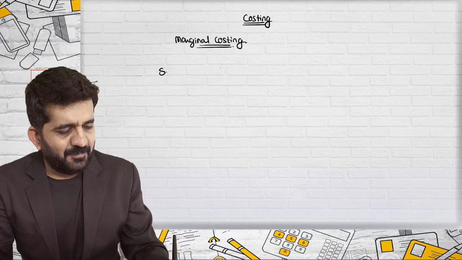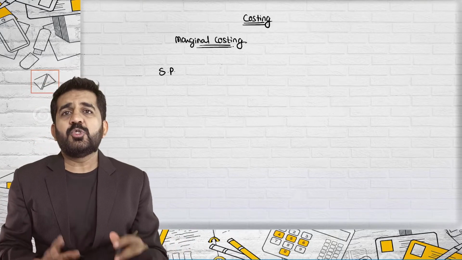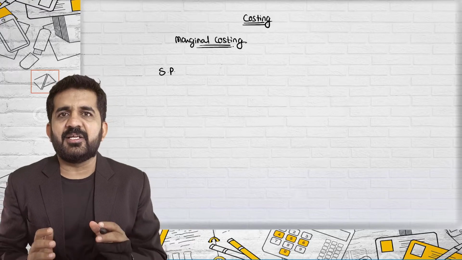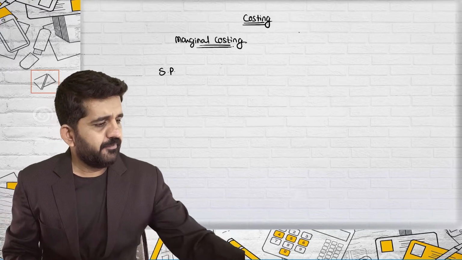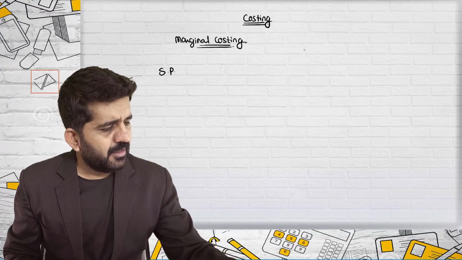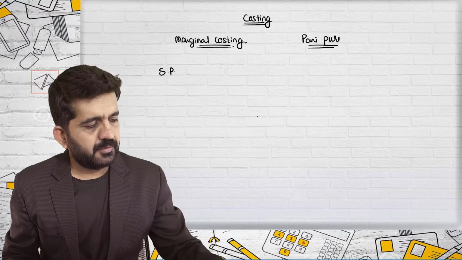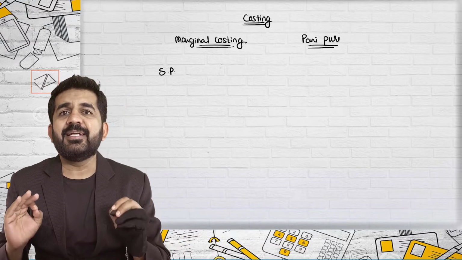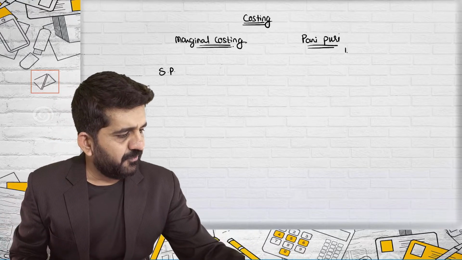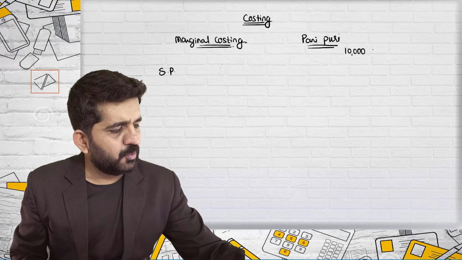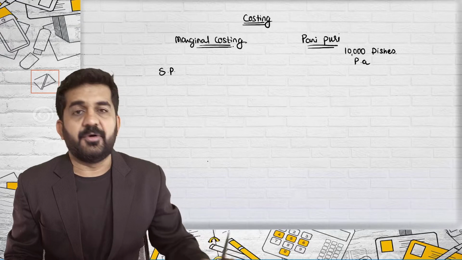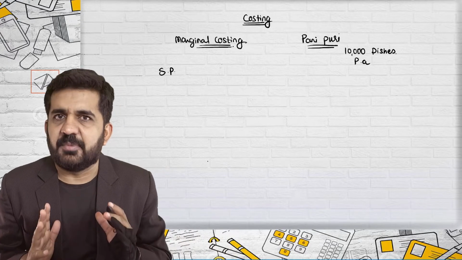First is the selling price. So let us take one business and understand each and every point. Suppose we are in a business of Pani Puri. It is estimated that we will be selling 10,000 dishes of Pani Puri per annum. This is our estimate.